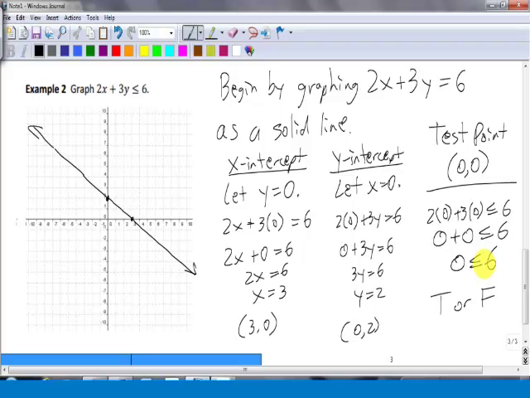I'm thinking once again, this is true. 0 is less than or equal to 6. Honestly, probably I should just use strictly less than rather than less than or equal to.